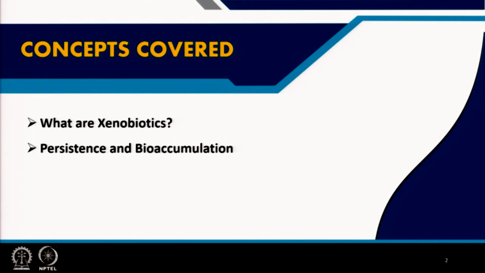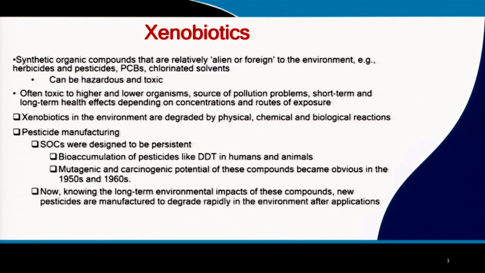We'll look at what these compounds are and where they come from and why they are persistent, why they bioaccumulate in the environment. These are some of the things that we're going to look at in part 1. So let's come to the definition of xenobiotics. What are xenobiotics? Xeno means alien or foreign.